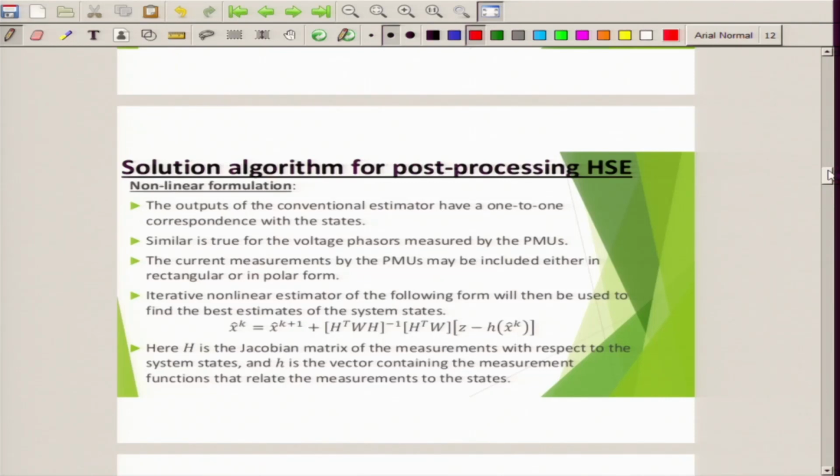We are discussing the linear formulation. Now we will discuss the non-linear formulation. The outputs of the conventional estimator have a one-to-one correspondence with the states. That means each output corresponds to, or maps to, an individual state.